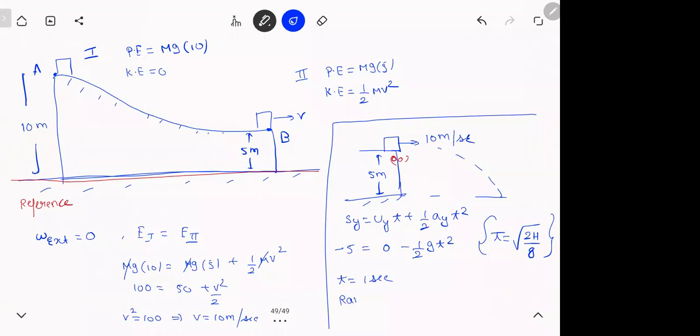What is range? Horizontal velocity into time. Horizontal velocity is 10, time is 1, so 10 meters. Meaning this block is going to fall 10 meters from the base of the cliff. So first thing you need to find the speed at B using work energy, and after that it is simply a kinematics problem.